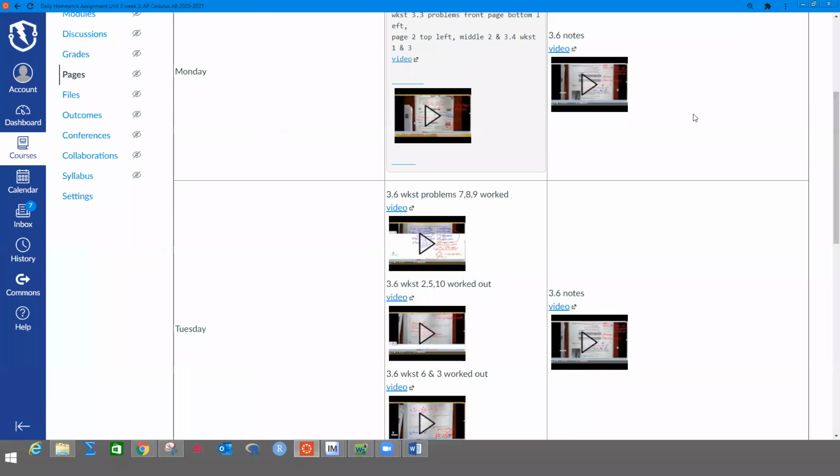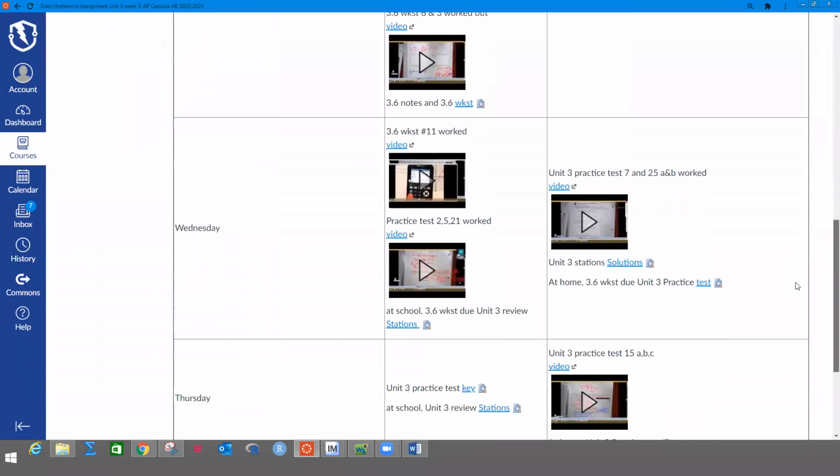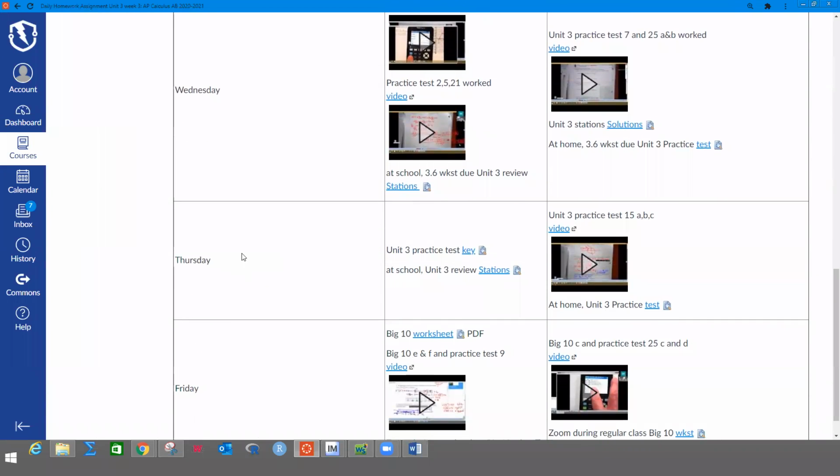This week's homework. There's Monday stuff. There's a bunch of videos on here. But what I want to show you is right down here on Thursday, there's the Unit 3 practice test key. I put the key in there for you. And then I also put the key for the stations. Here's the solution for the stations up here on Wednesday. So you can go in there and look at those.